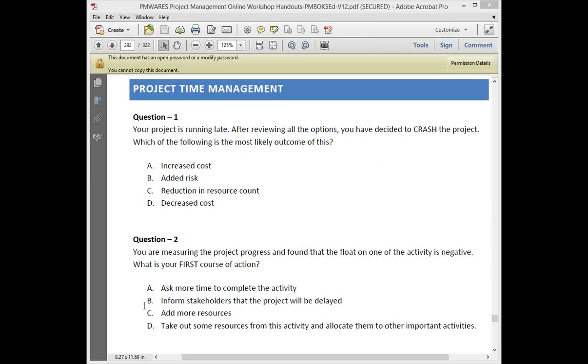It looks like between B and C. B will not help actually. You can inform stakeholders, but how will it help? Can't we add resources and get the job done? But if we add the resource, the cost will increase. Yeah, but the work has to be done.